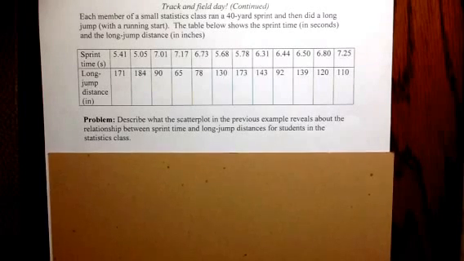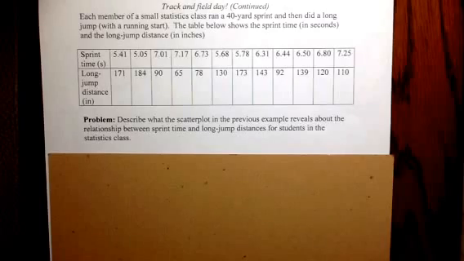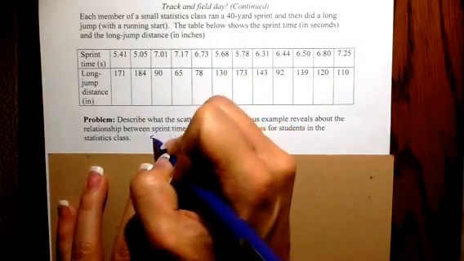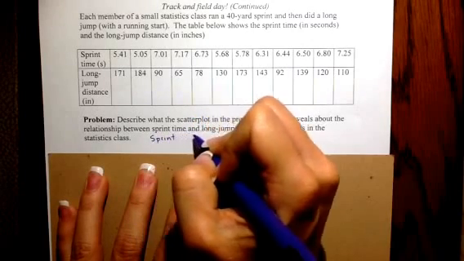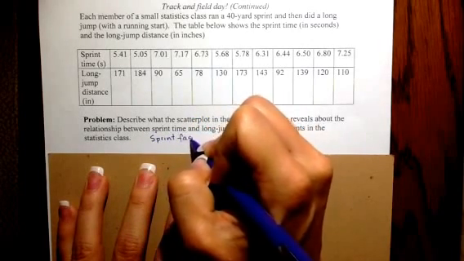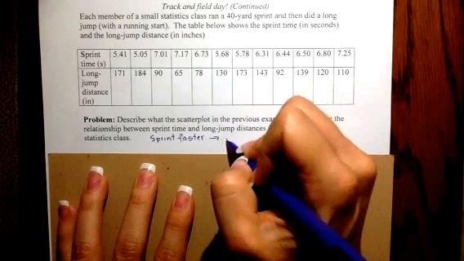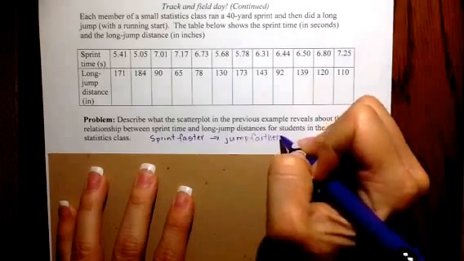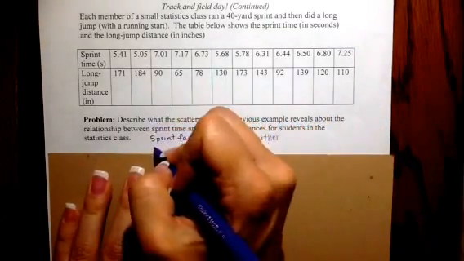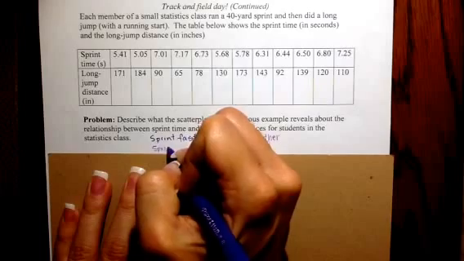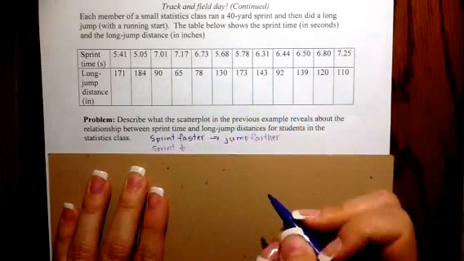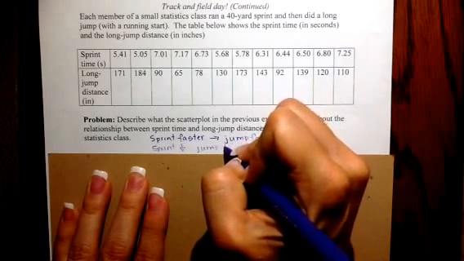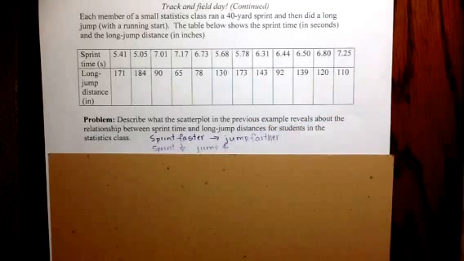Now, before we even look at what that scatter plot looked like, let's just think of a few things. I mentioned before that we think that if we run faster, then we will jump farther. If we think of that in terms of the measurements we have here, that means as our sprint time decreases, our jump distance would increase.